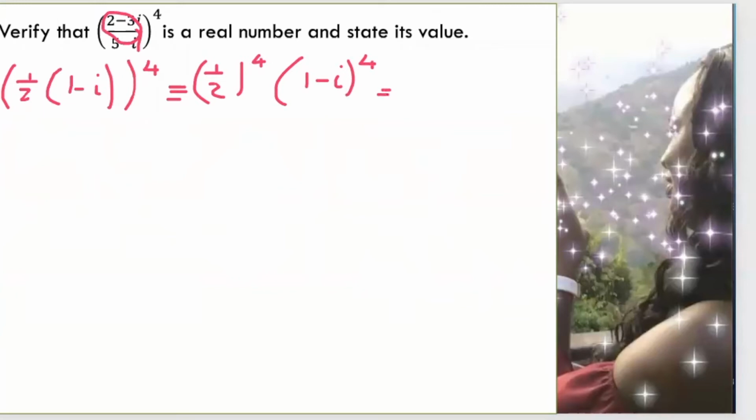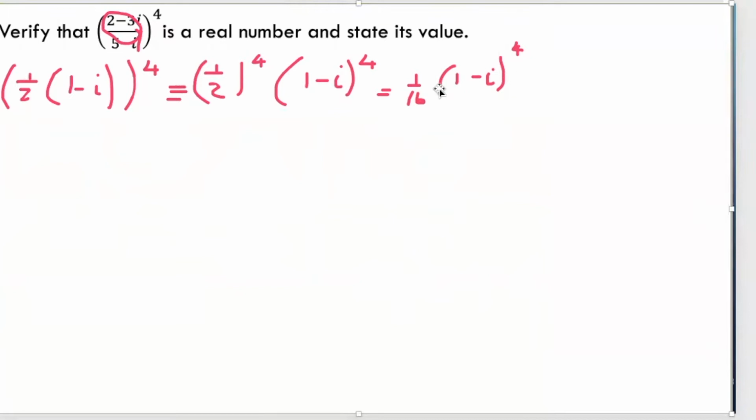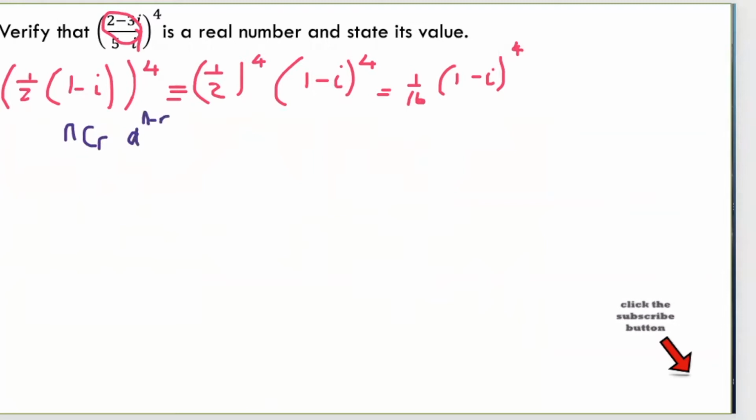Now, a half raised to the power 4 is just 1 over 16 because 2 to the 4th is 16. But the other bracket we can't just, well, you could have expanded it 4 times or used Pascal's triangle to expand this. However, I will be using the binomial formula to expand 1 minus i raised to the power 4. What is the binomial formula? It's nCr a^(n minus r) b^r.